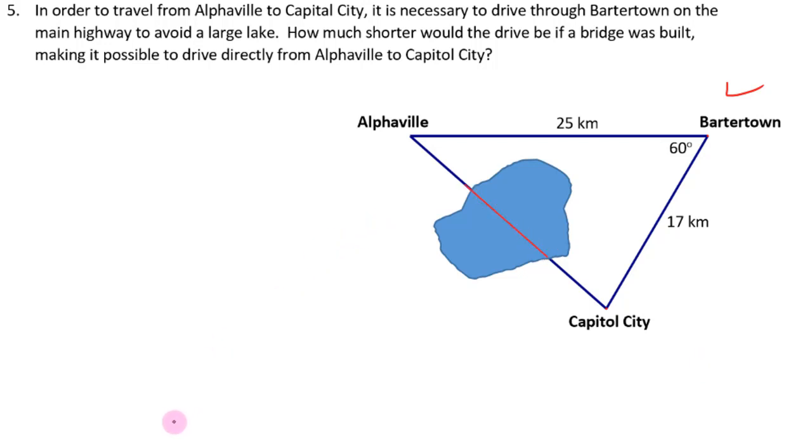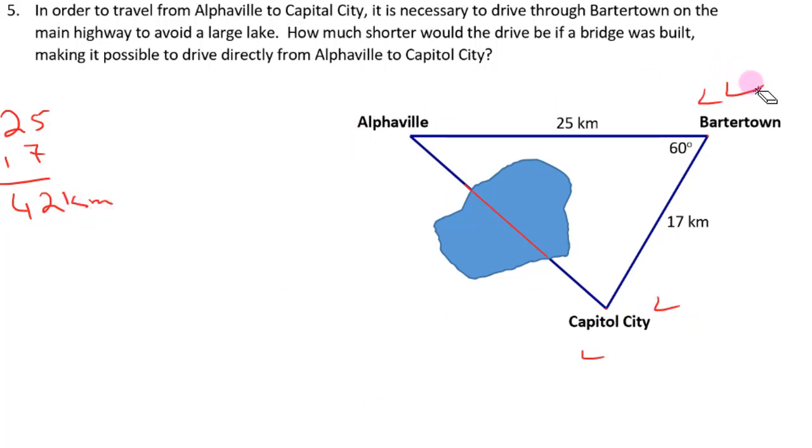Basically what they're asking is, if we had a bridge that went across the lake here, how long would the road from Alphaville to Capital City be? Basically what we need to do is calculate the distance between Alphaville and Capital City, and then we're going to subtract it from 25 plus 17, which is equal to 42, because that's how far you have to drive now. All right, let's take a look at this.